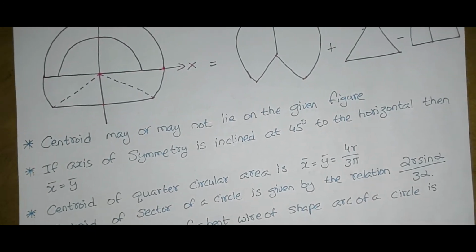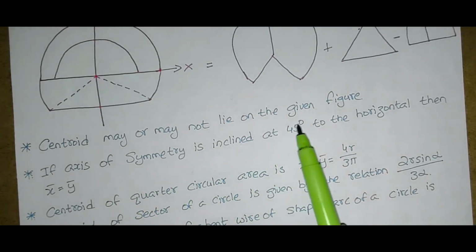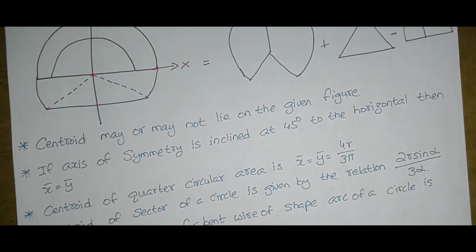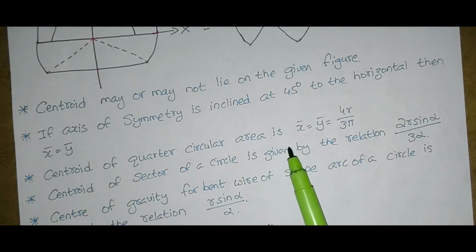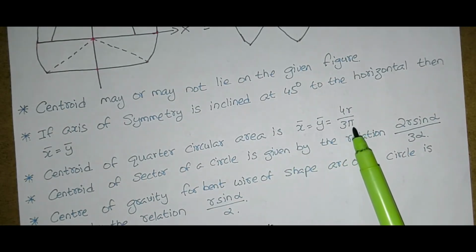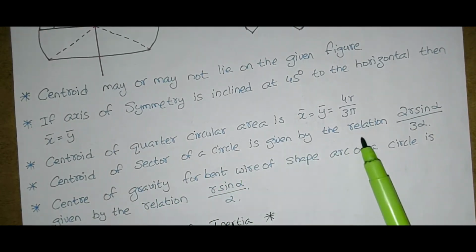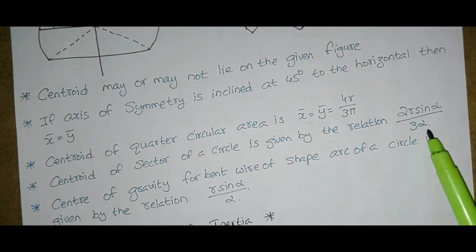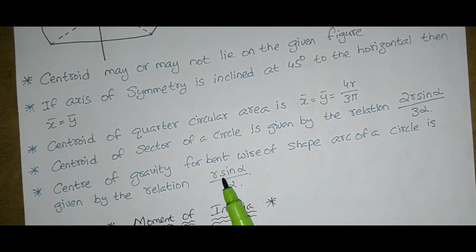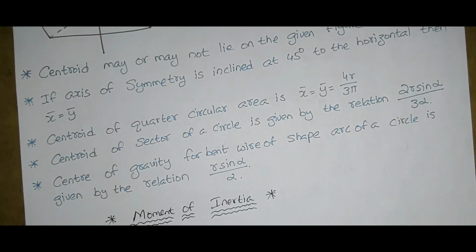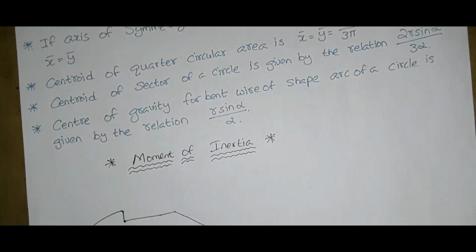Centroid, see here, centroid may or may not lie on the given figure. If axis of symmetry is inclined at 45 degrees to the horizontal, then x is equal to y. Centroid of quarter circular area is x is equal to y is equal to 4r by 3 pi. Centroid of sector of a circle is given by the relation 2r sin alpha by 3 alpha. Center of gravity for bent wire of shape arc of a circle is given by the relation r sin alpha by alpha. Okay, so that is about the center of gravity.